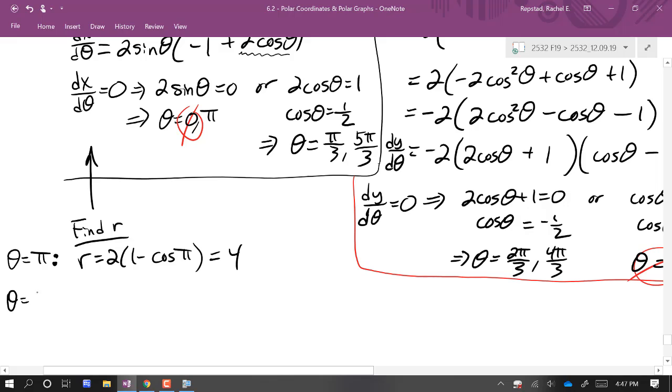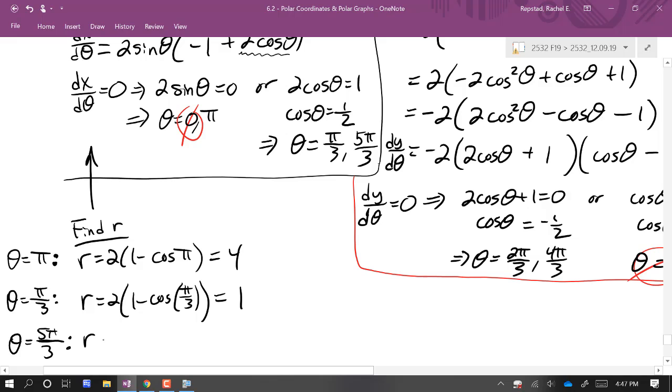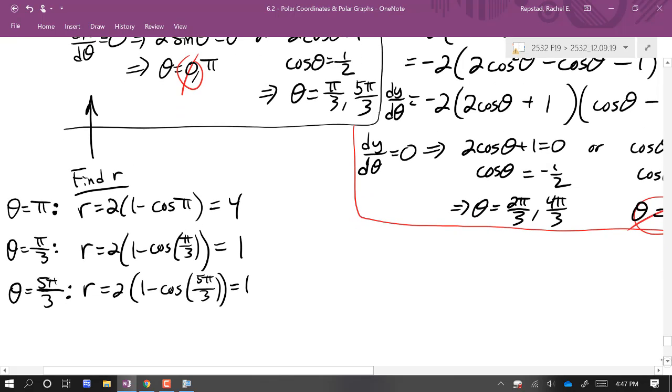When theta equals pi over 3, cosine pi over 3 is a half. So that would be 2 times a half, or 1. And then theta equals 5 pi over 3. Cosine of 5 pi over 3 is a half again, so this is 1. So that means that we have vertical tangents at these three points.